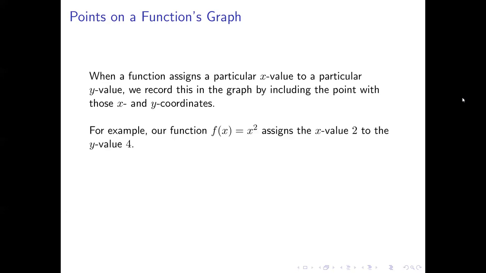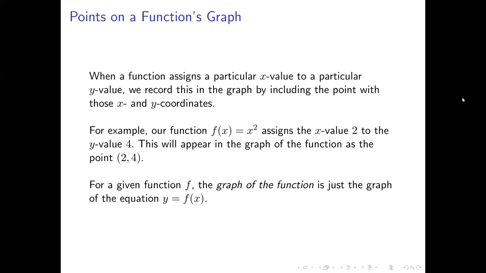So go back to our example from earlier. We use the function defined analytically by the equation f of x equals x squared. For this function, if x equals 2, y is going to be equal to 4. So in the graph of the function, we will see among the other points on the graph, the point (2, 4).